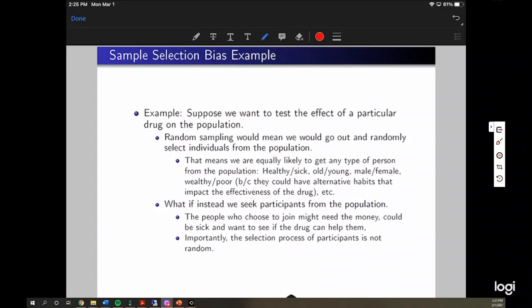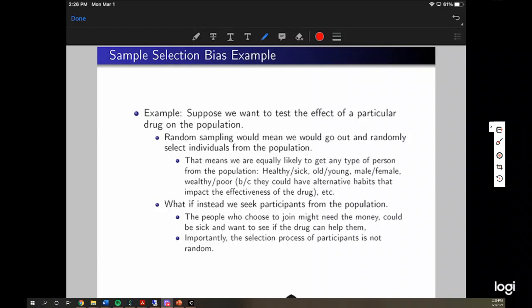Suppose we want to test the effect of a particular drug on the population. Random sampling would mean we go out and randomly sample individuals from the population, and that means we are equally likely to get any person from the population. They could be healthy or sick, old or young, male or female, wealthy or poor, because they could have alternative habits that impact the effectiveness of the drug. These things matter.